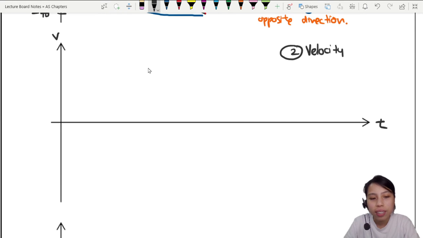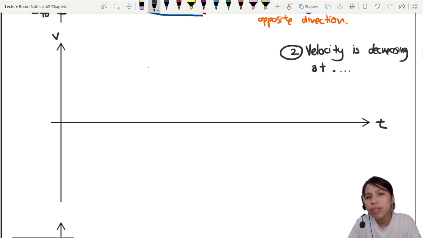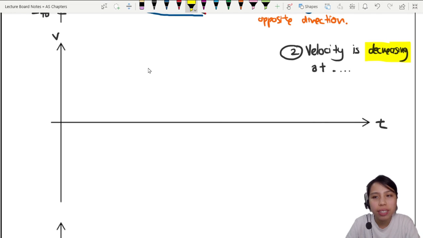Velocity is decreasing. But also you must mention at what rate? At a constant rate, at a what? So this is all the graph that is decreasing. Let's say we start off at 40. You want to go to 0. So how would you draw it?